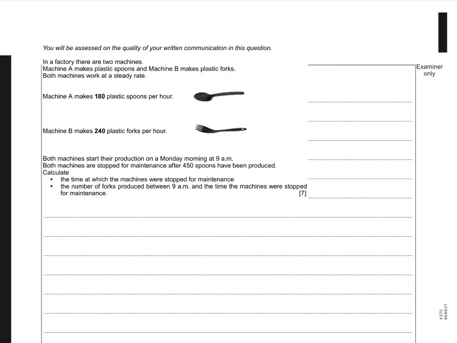Okay, so it says machine A makes 180 plastic spoons, and machine B makes 240 plastic forks, both within an hour. Both machines start their production on Monday at 9 AM. Both machines are stopped for maintenance after 450 spoons have been produced. So I can get an easy mark here. I'm looking for the spoons, and I'm after 450 spoons. So on Monday, 9 AM, it's made 0 spoons because it doesn't start until 9 AM.